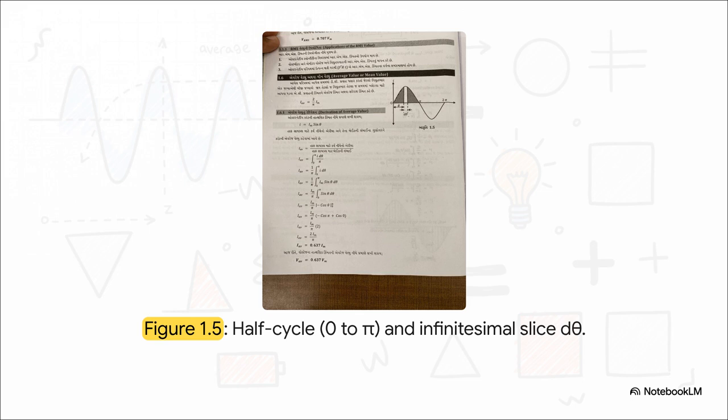See that tiny vertical strip labeled d theta? To find the total area under this curve, we just imagine slicing the entire wave into these tiny, infinitesimal d theta segments and adding them all up. It's like a giant math puzzle.